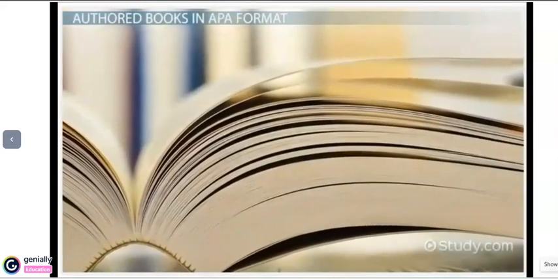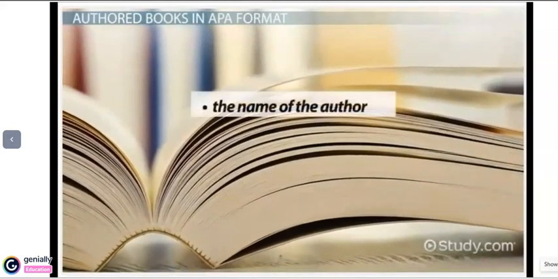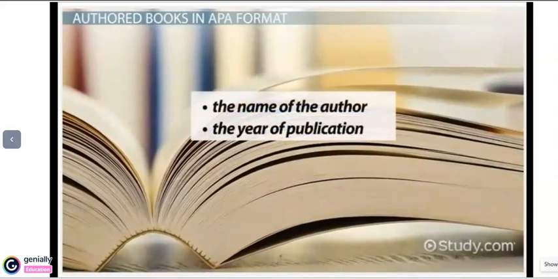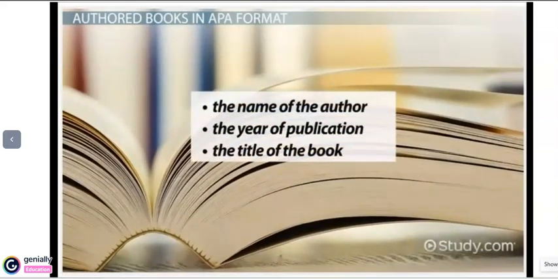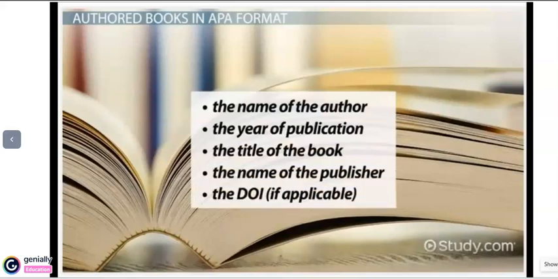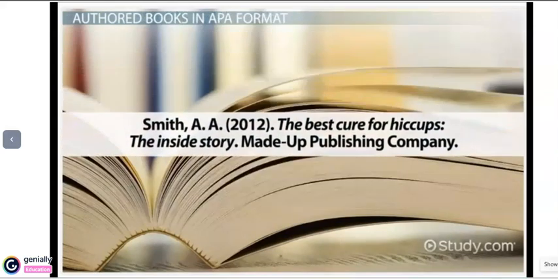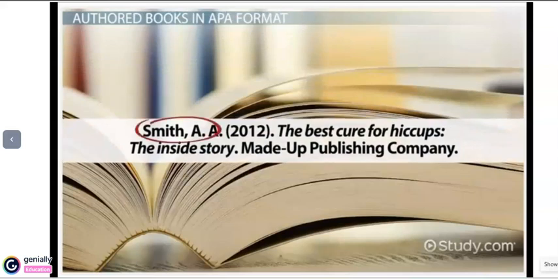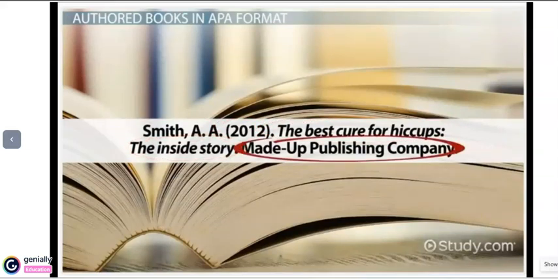For authored books, the information needed for the reference page is the name of the author, the year of publication, the title of the book, the name of the publisher, and the DOI if applicable. Here's an example of an authored book entry in the reference page: Smith, A.A., 2012, The Best Cure for Hiccups: The Inside Story, Made Up Publishing Company. Again, note that this citation is for a book without a DOI.